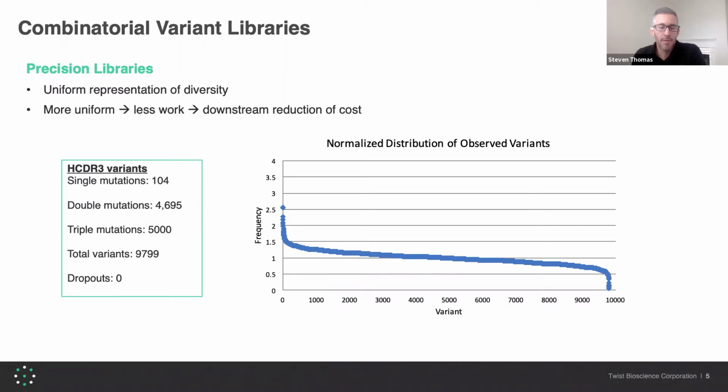On this plot that you can see, each dot represents a variant in this library. And as you can see, every single variant was represented in this library when we assessed it by NGS. Furthermore, there's remarkable uniformity, with only a handful of variants on either tail end being over or underrepresented relative to the mean distribution.